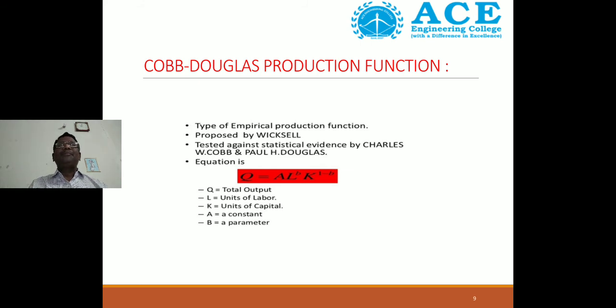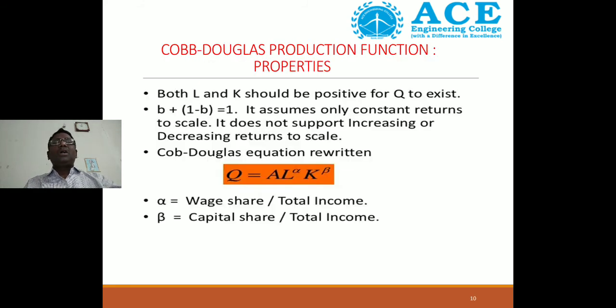Then, what are the properties of the Cobb-Douglas production function? The first property is that both labor and capital should be positive for Q to exist.